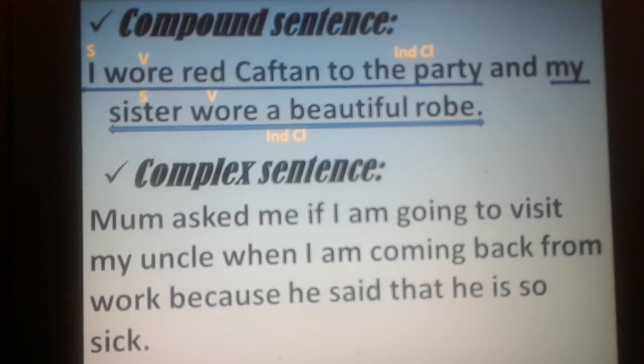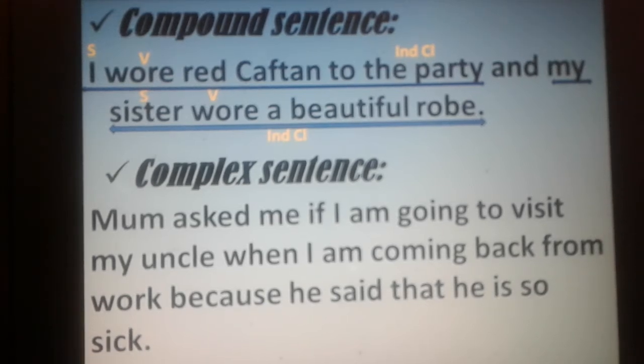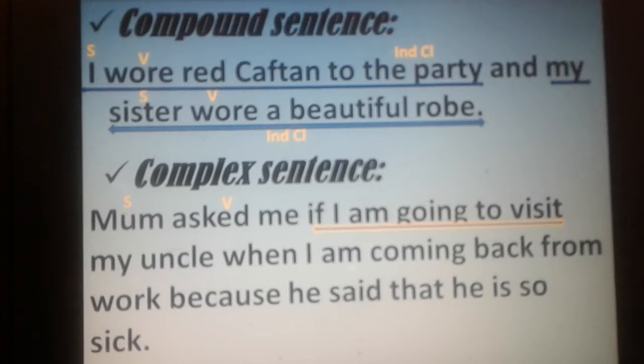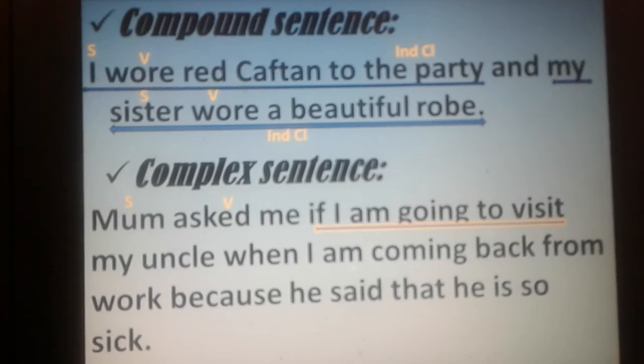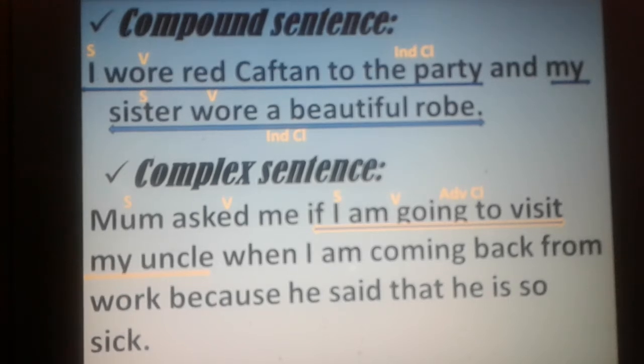So let's look here for the verbs. We have asked. The verb asked, it's the first one. Mom, it's a subject. We have I'm going, it's another verb. I, it's a subject. If I'm going to visit my uncle, it's another verb clause. I explained to you before, adverb clause. This is a condition adverb clause that begins with the conjunction if.